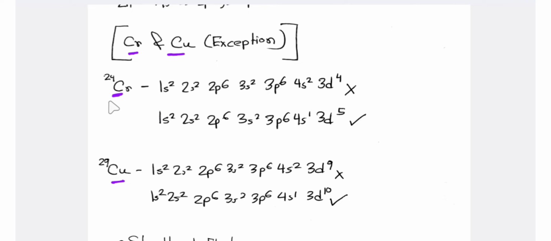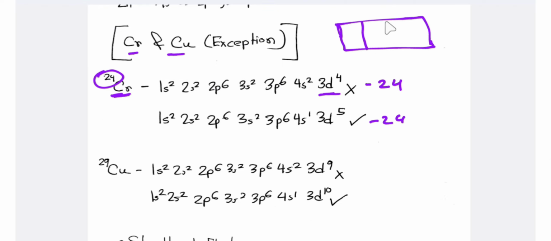For chromium, we should have 3d4, but instead of writing the answer as 3d4, we write it as 3d5. For both electronic configurations, the number of electrons is the same, that is 24 electrons, since this is chromium. One electron from the 4s subshell is transferred to 3d4 to convert it to 3d5.